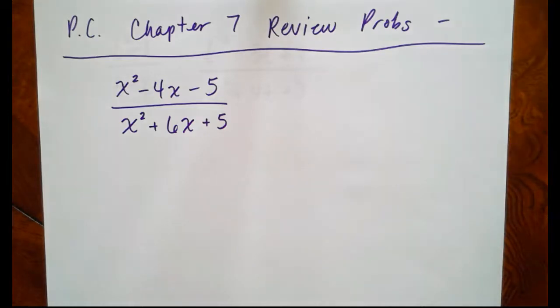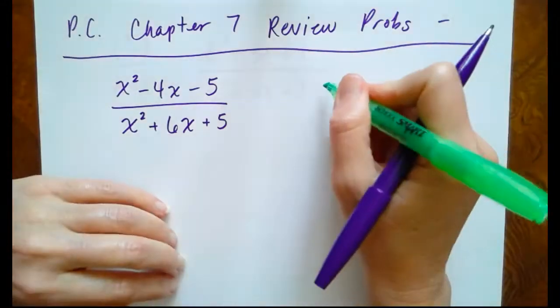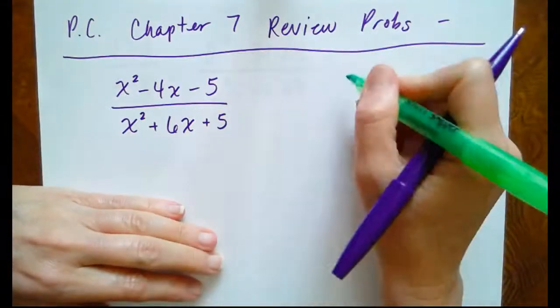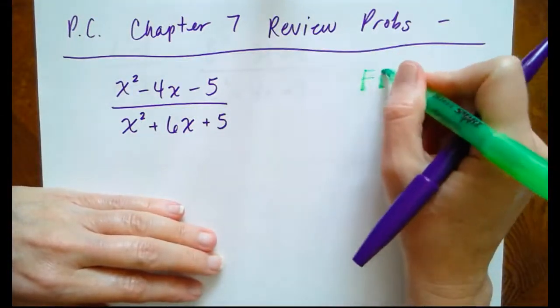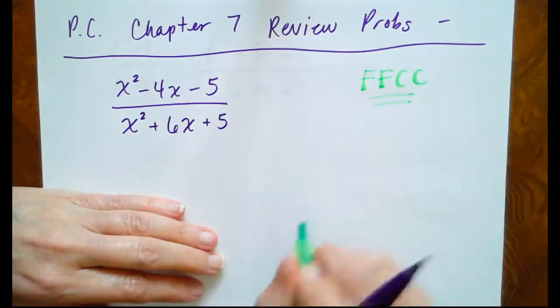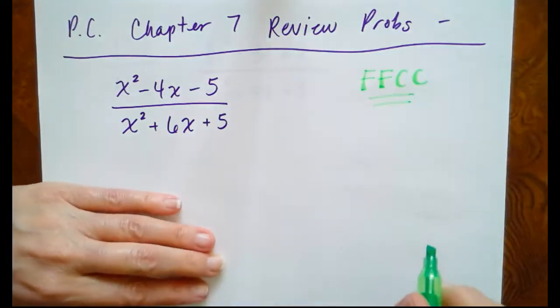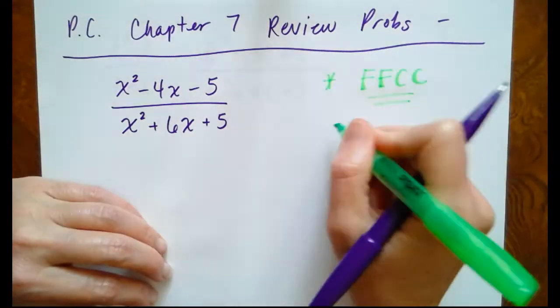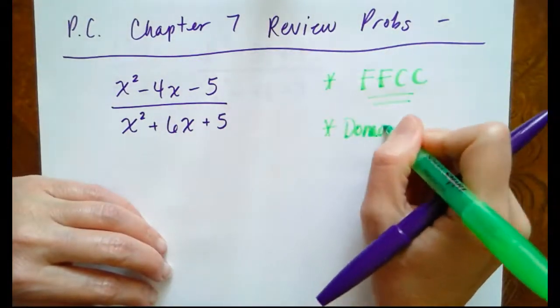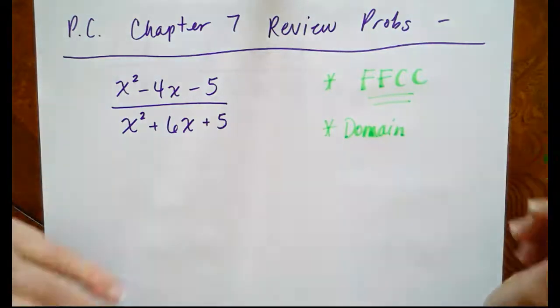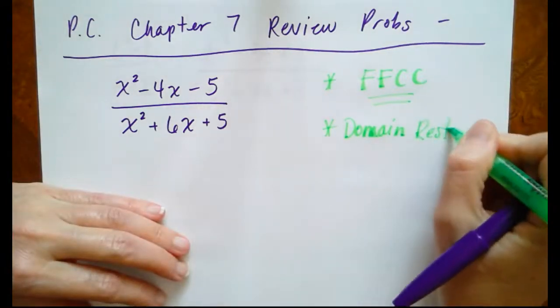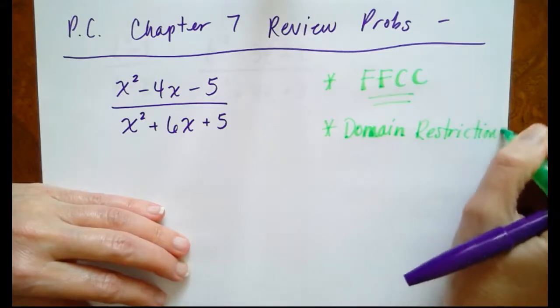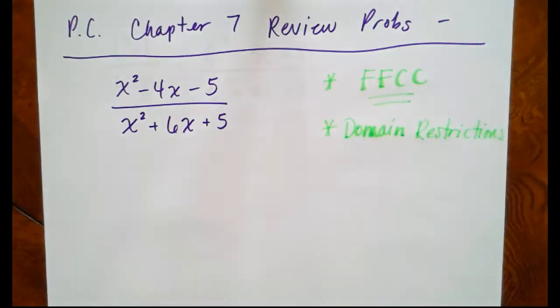And of course, I want to remind you straight away that we're simplifying here. And when we simplify a rational expression, we need to remember the FFCC rule, which is you must first have a factoring frenzy before going cancel crazy. We will also be looking for domain restrictions, variable restrictions on these problems. So be on the lookout for those when you're doing the homework on MyMathLab.